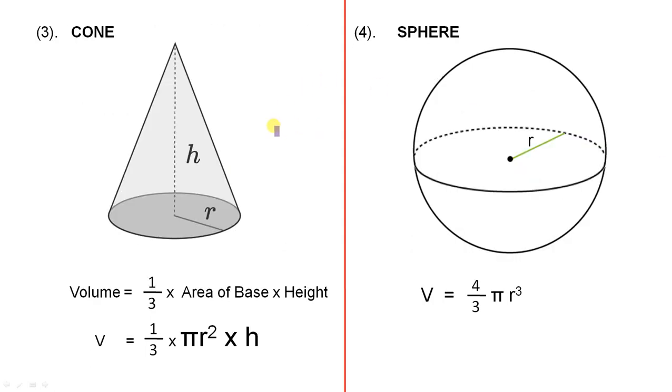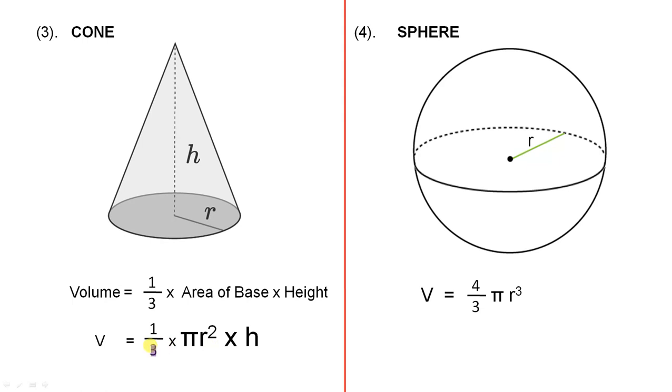Let's have a look at the cone. Here we have a cone. Now, when we have a cone, the base is a circle with radius r and height h, perpendicular height h. Again, the volume is a third times the area of the base times the height. So there's a third, and the area of the base is pi r squared because it's a circle, and that's the height.